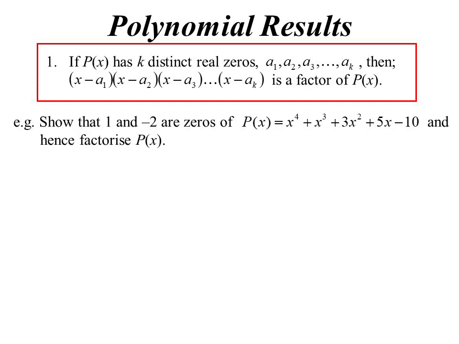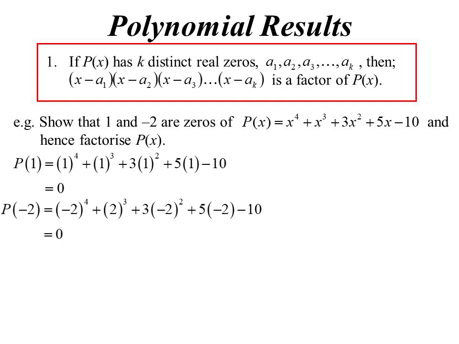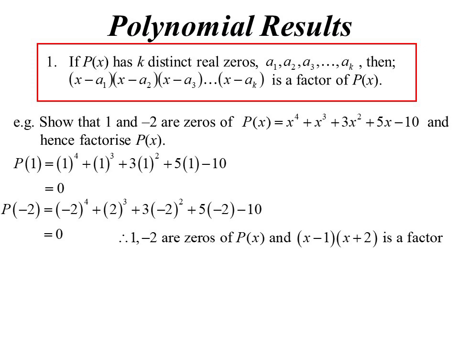So let's use this idea. We're going to show that 1 and negative 2 are zeros of this polynomial, and then go and factorise the whole thing. We sub in 1, yep, sure enough we get 0. Sub in negative 2, we get 0. So yes, x minus 1, x plus 2 is a factor. But how that helps me in the overall factorisation is that I can expand out the x minus 1, x plus 2. And I know that's going to be a factor. And now I can use logic to get the other factor.